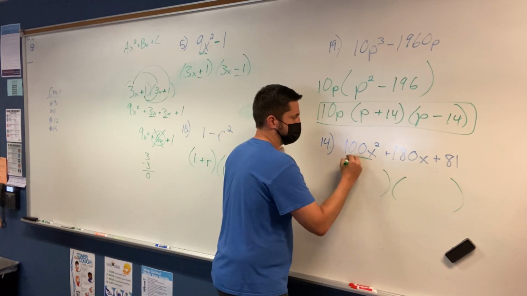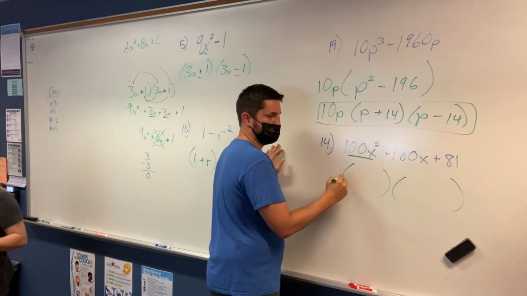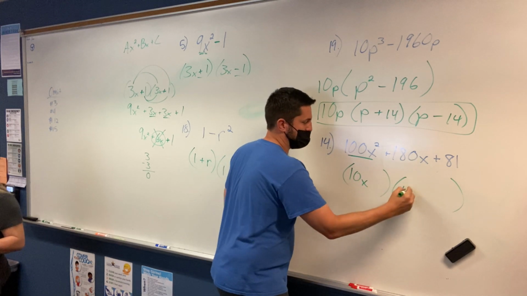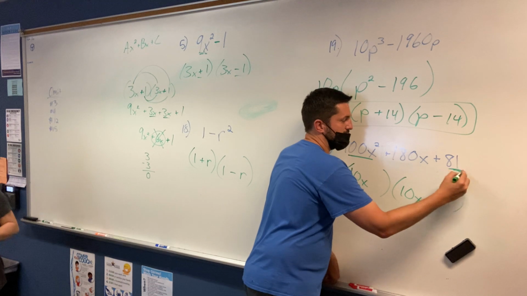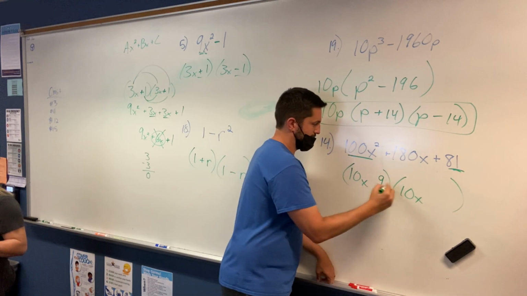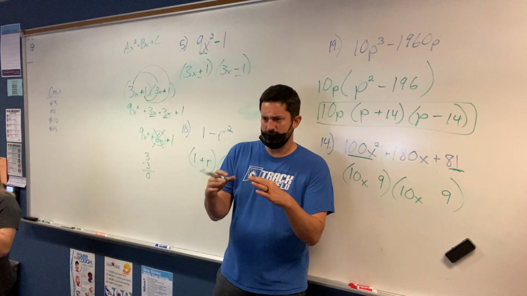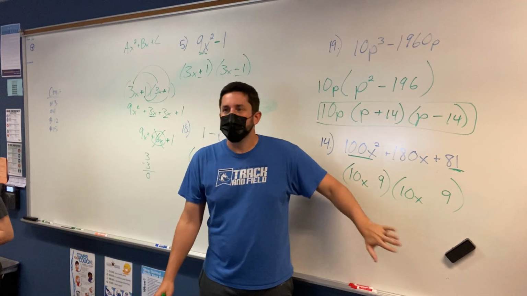I'm looking at this. What might I put in the front? 10x and 10x. Okay, stay with me. I'm looking at the back over here. What might I put at the back? A 9 and a 9. 9 times 9 is 81. 10 times 10 is 100. Okay, cool.